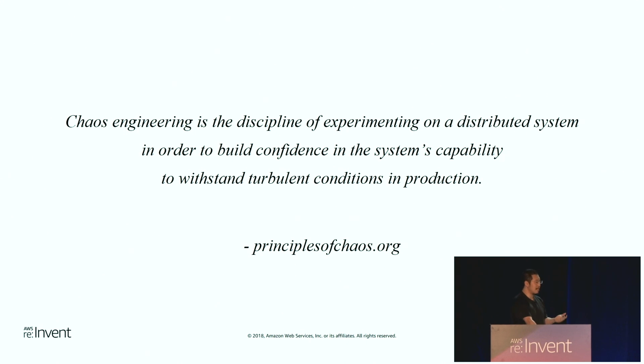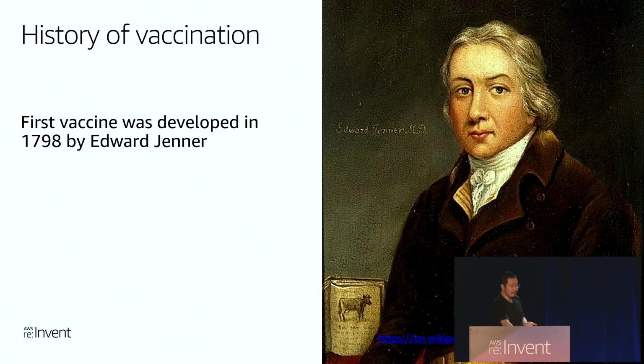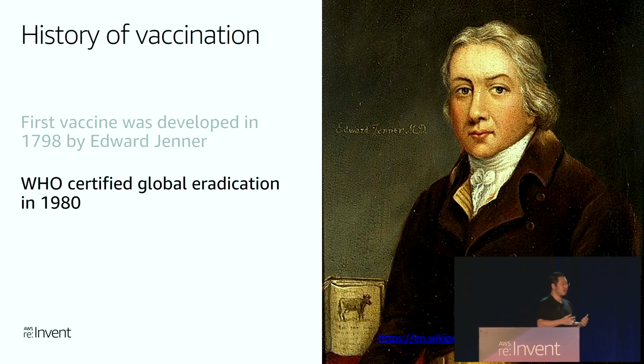Personally, I like to use analogies, and I think the perfect analogy for chaos engineering is vaccination. And you can't talk about vaccination without going all the way back to smallpox, which was easily one of the most deadly diseases that we have ever encountered as a species. And it was killing people in the hundreds of thousands every year in Europe alone, until about 1798, when Edward Jenner created the first vaccination. And less than 200 years later, we were able to eradicate smallpox at a global scale.